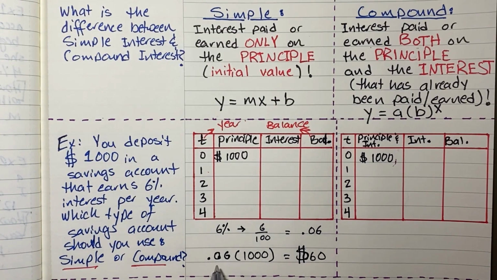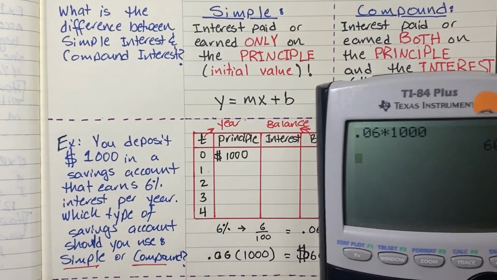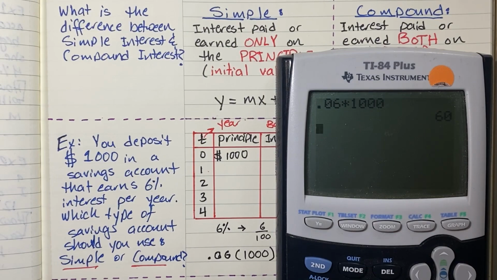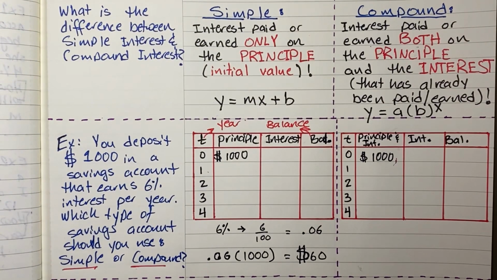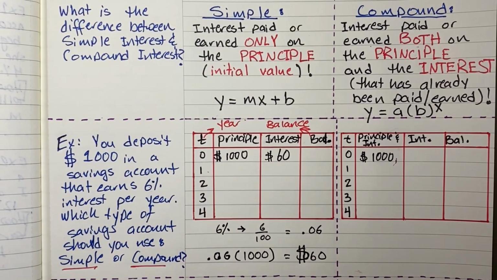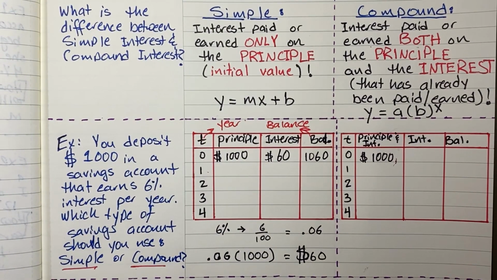What is 6% of $1,000? Well, that's just 0.06 times 1,000. You can literally plug that into your calculator. So 0.06 times 1,000, you get 60. Okay, so we know that the interest for this specific year is going to be $60. So what's our balance going to be by the end of this initial year, year 0? Well, it's going to be 1,000 plus 60, which is just 1,060.